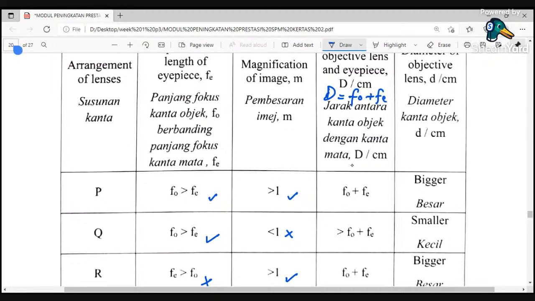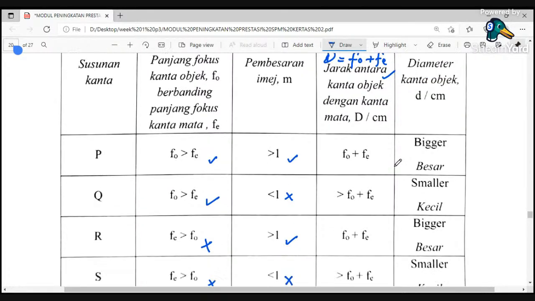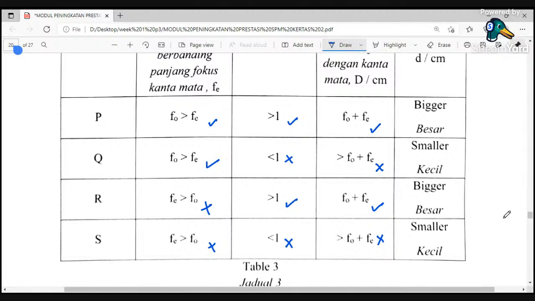So this is one more property of the telescope that you need to know. I will accept the one which is FO plus FE. The rest I will remove. The diameter of course must be large to receive more light so that the image is brighter. So I will choose the bigger one and remove the one which is smaller.